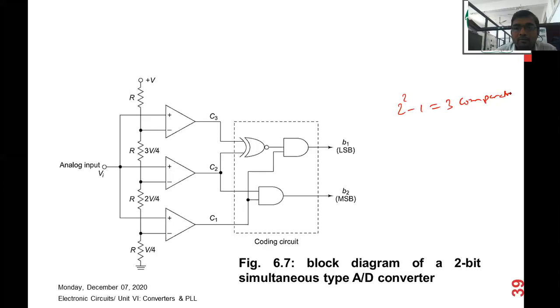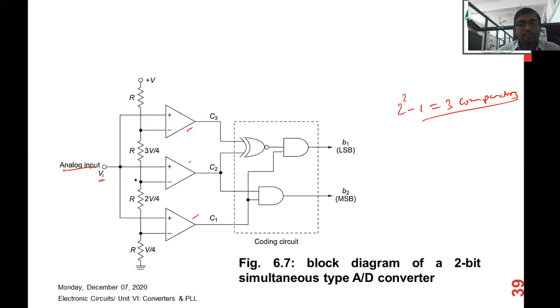So you can see in the diagram, 3 comparators are shown, C1, C2 and C3. The non-inverting terminal input of all these comparators is connected to the unknown analog input voltage, that is Vi. And the inverting terminals are connected to the supply voltage, which has been distributed along these 3 comparators, separated from each other with respect to the resistor R.